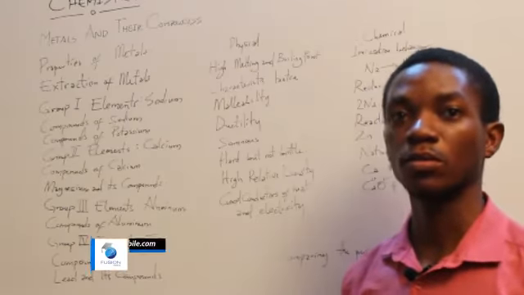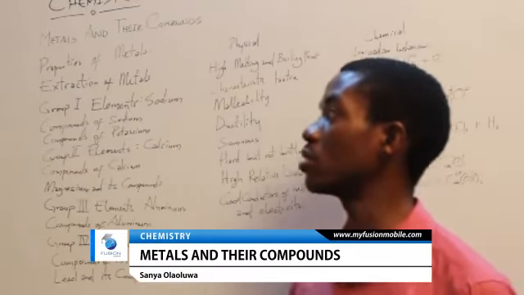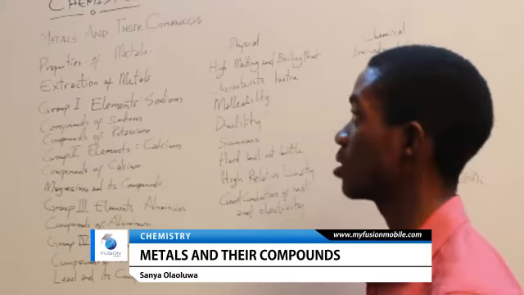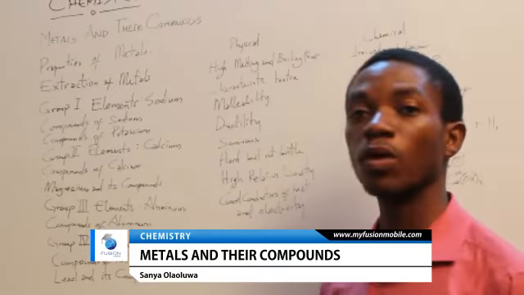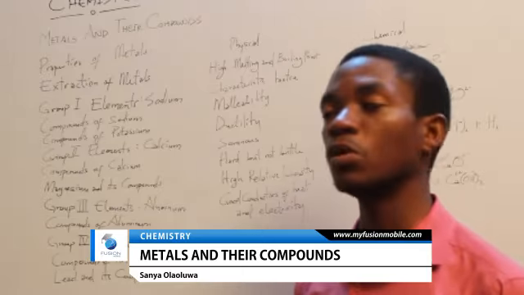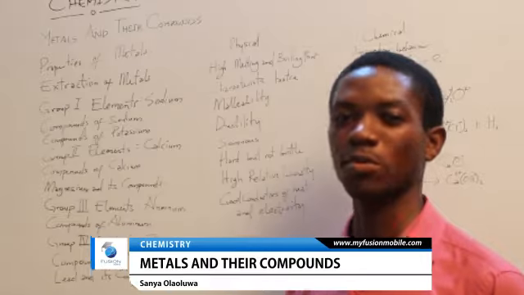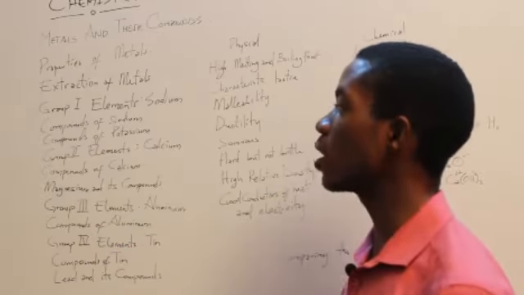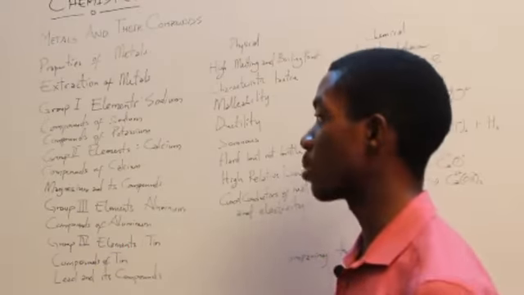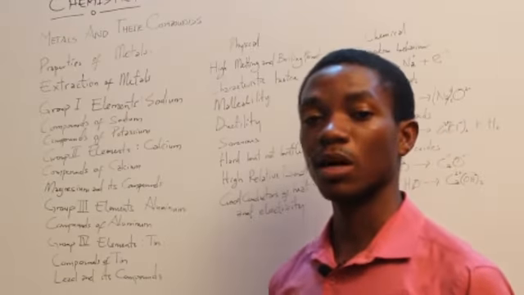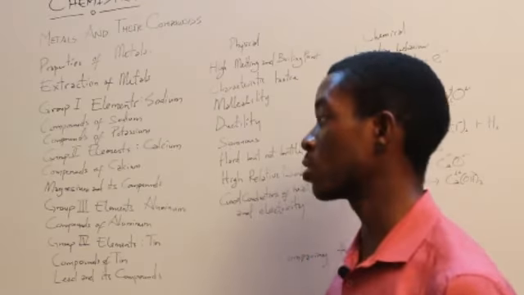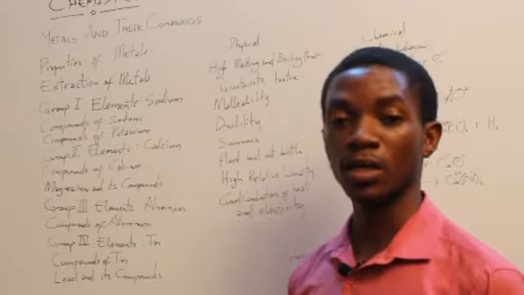In this particular lesson, we'll be looking at metals and their compounds. We'll start by looking at the properties of metals, then the extraction method for metals, and then we'll look at the group 1 metals and we'll concentrate on sodium at first. Then we'll look at the compounds of sodium, we'll consider potassium and its compounds. Then we'll go ahead to group 2 elements and we'll talk about calcium. We'll look at calcium and its compounds, and then we'll talk about also magnesium and its compounds.